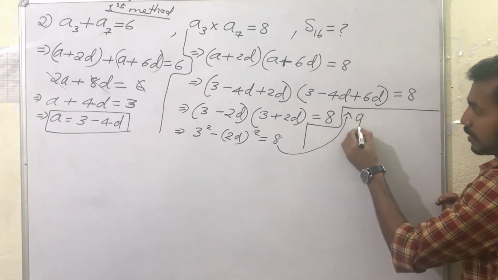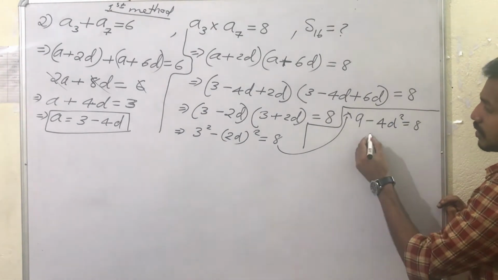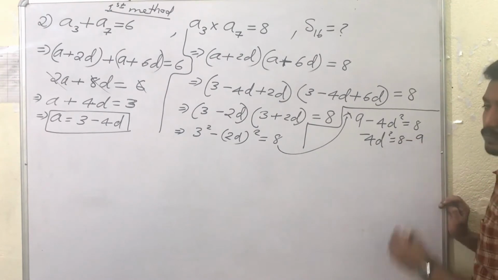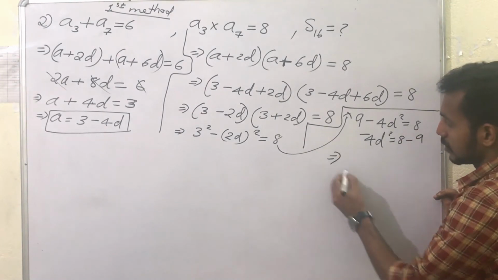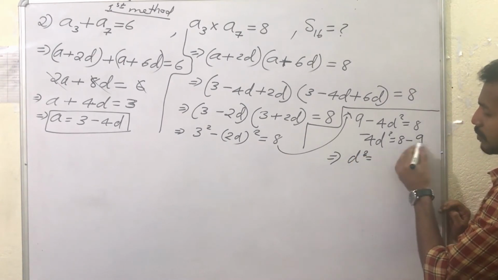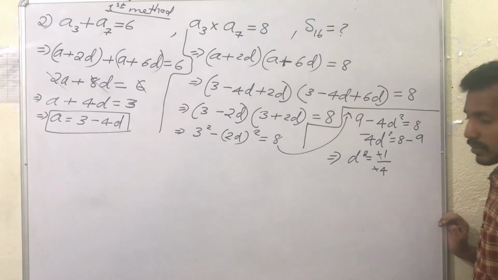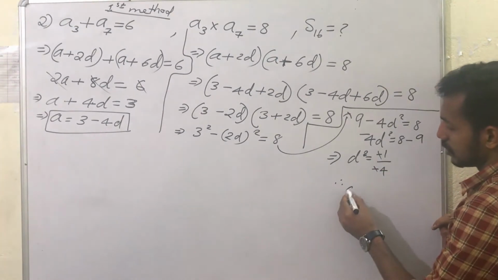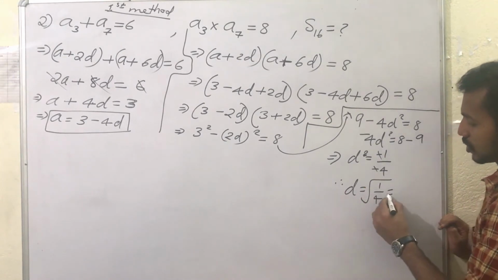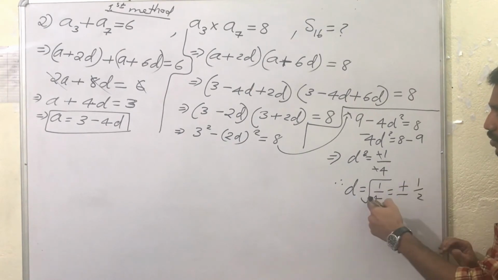3 squared will be 9, minus 2D whole square will be 4D squared, is equal to 8. Minus 4D squared is equal to 8 minus 9. That implies D squared is equal to (8 minus 9, which is minus 1) divided by minus 4. Minus 1 is cancelled. Again, that implies D is equal to, take the square root of 1 by 4, which is equal to plus or minus 1 by 2.